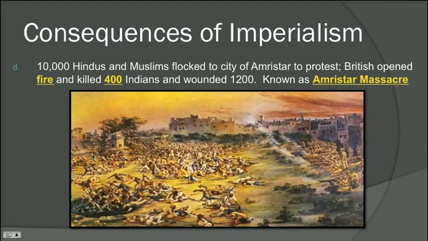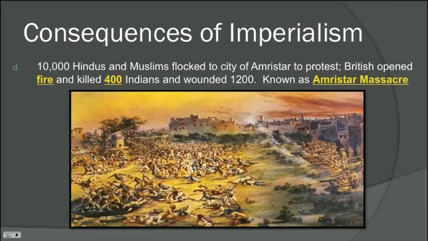Well, something big happens in this particular event. 10,000 Hindus and Muslims flocked to the city of Amritsar to protest the Rowlatt Acts. The British Army shows up and opens fire on this peaceful crowd. 400 Indians are killed and 1,200 are wounded. This becomes known as the Amritsar Massacre.